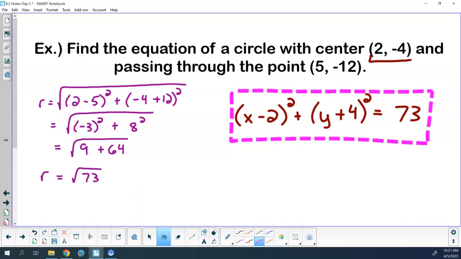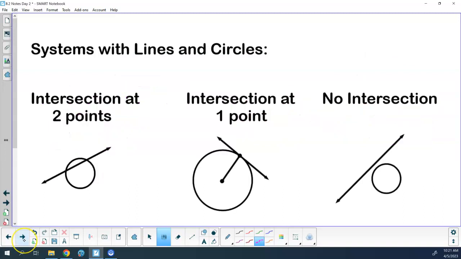Yes? Good times. Good times. Questions on any of that? Circles. Love the circles.